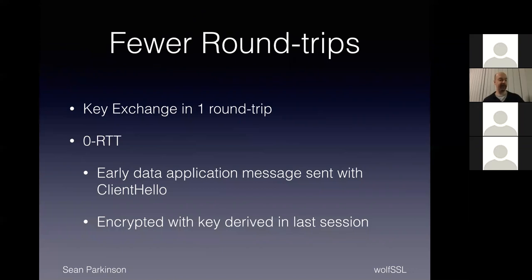The faster handshake is the 0-RTT. So what does this mean? The early data is sent with the client hello as a separate application layer message and encrypted with a key derived from the last session. To be able to get a small amount of data immediately is great for embedded systems like sensors, say.